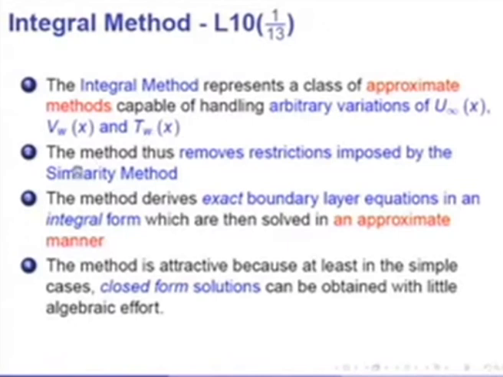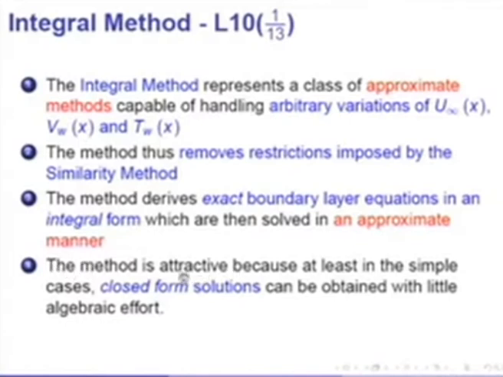In this respect, the method removes, you will recall that similarity method permitted only certain types of variations of the free stream velocity, the wall velocity, and the wall temperature variations. The method is called approximate method not because its equations are approximate. So, the method actually derives exact boundary layer equations, but in integral form rather than differential. It is the solution methodology which is approximate and not the equations, a point very important to remember in all further development.